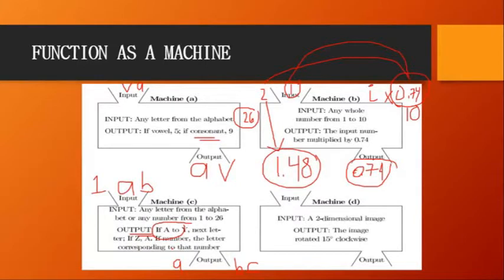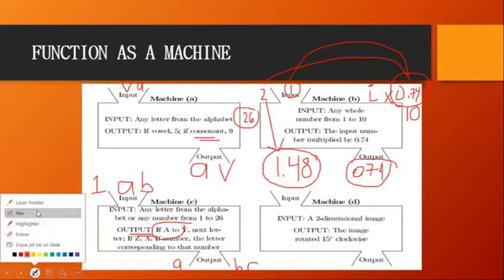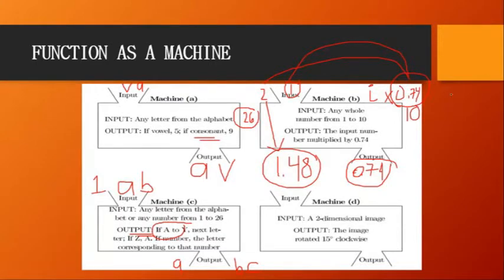Letter D, two-dimensional image. Ang output natin is the image rotated 15 degrees clockwise. Dito naman, madali lang to. More on imagination lang yan. So, let's say meron daw tayong two-dimensional image. So, let's say this is our two-dimensional image. Target output natin, the image rotated 15 degrees clockwise.